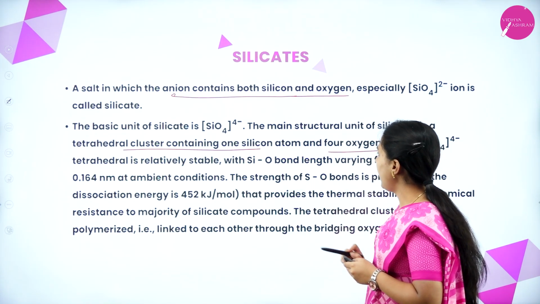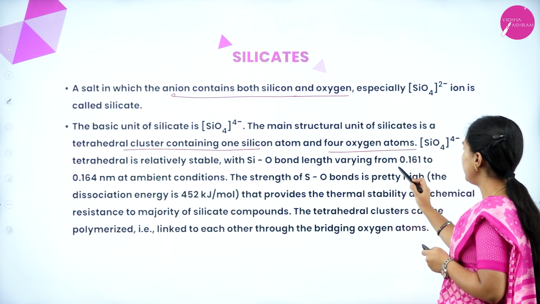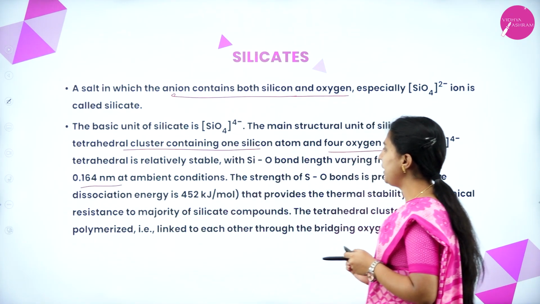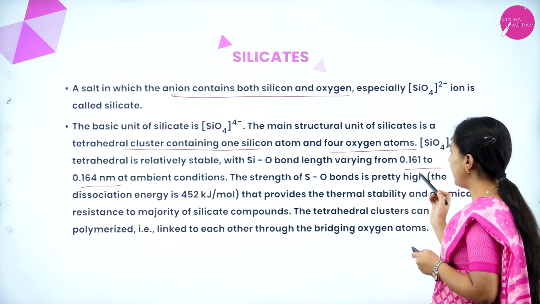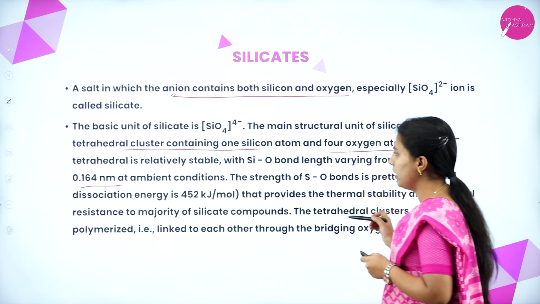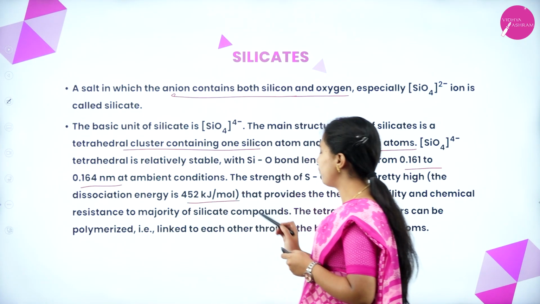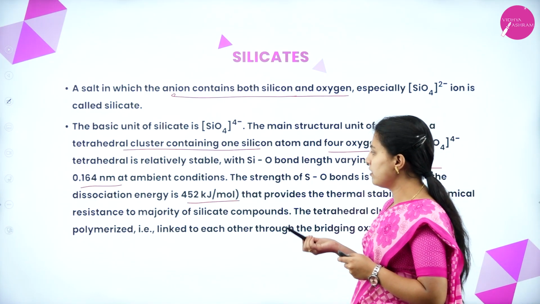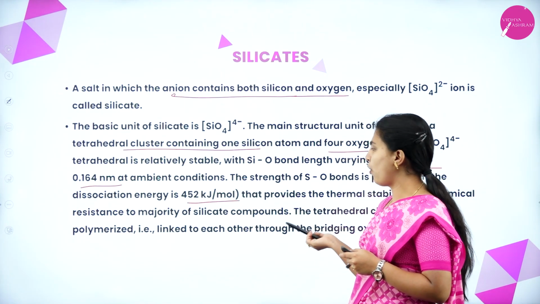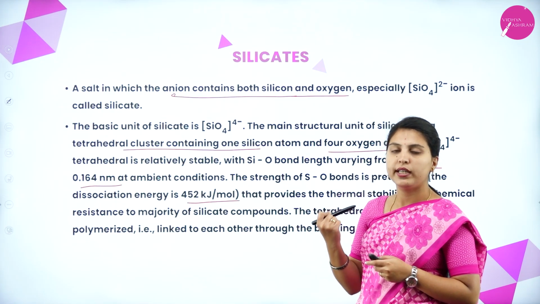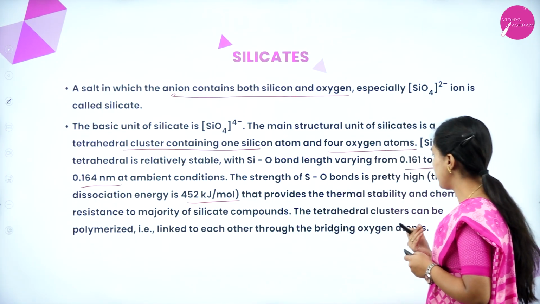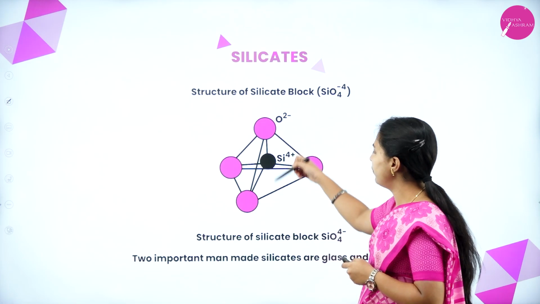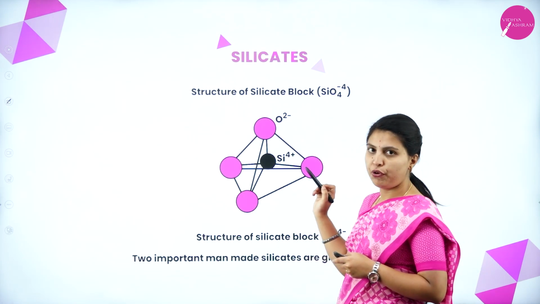The silicon-oxygen bond length varies from 0.161 to 0.164 nanometer at ambient conditions. The strength of silicon-oxygen bonds is pretty high, and the dissociation energy is 452 kilojoule per mole. Majority of silicate compounds have thermal stability and chemical resistance. They also have high resistance to chemicals and high resistivity with physical properties. Tetrahedral clusters can be polymerized. This is the structure of silicate, which is tetrahedrally formed.